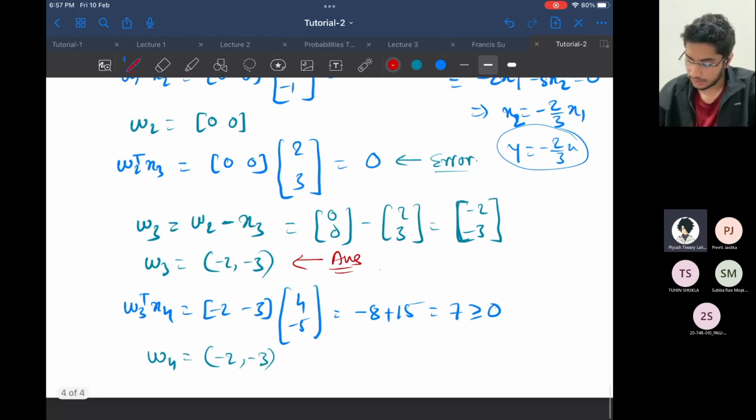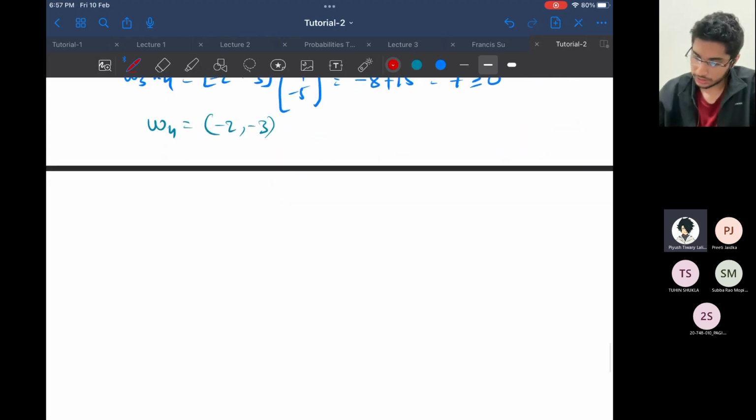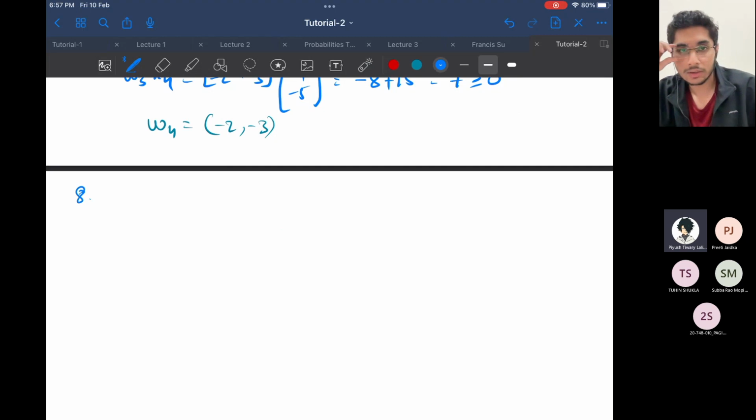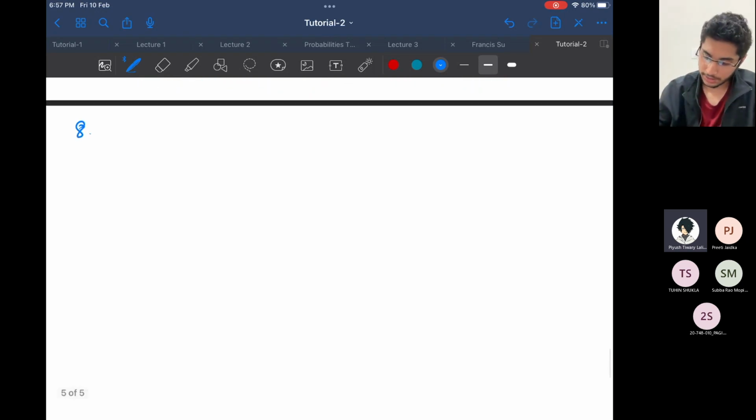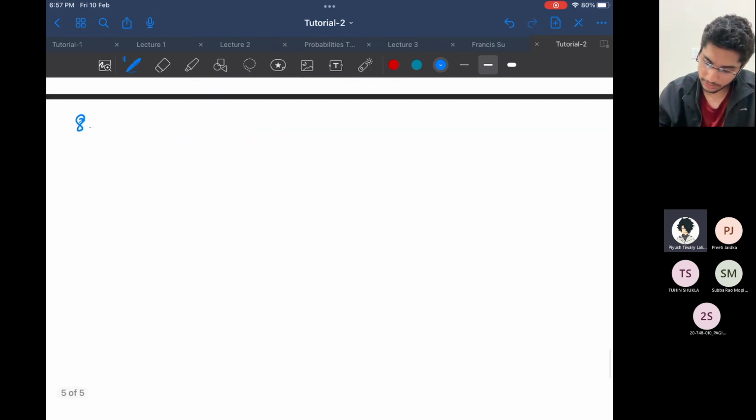Now let us go to the eighth question. In the eighth question, you have been given a table with data, and you are asked if you can classify every label correctly by training a perceptron algorithm by assuming a bias to be 0. So let me write down the data that is given to us.